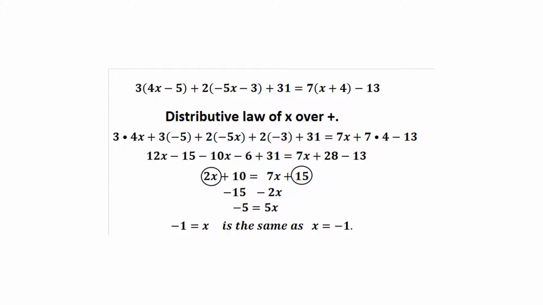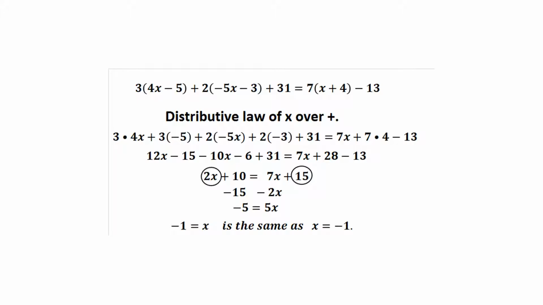Let's simplify. 12x and negative 10x is 2x. Negative 15 and negative 6, now that's going to be negative 21. We add it to 31, that's positive 10. And on the other side, we got 7x plus 28 minus 13 is 15.